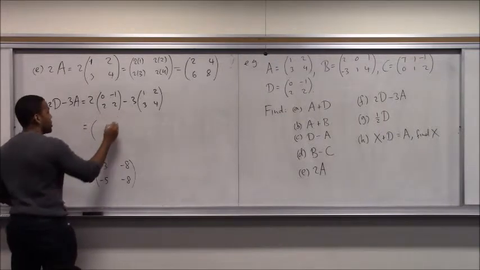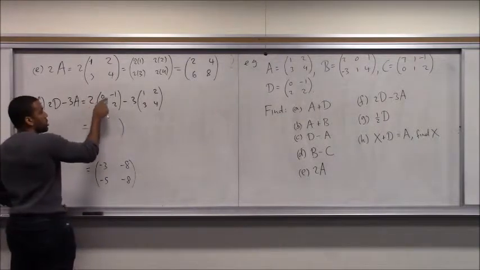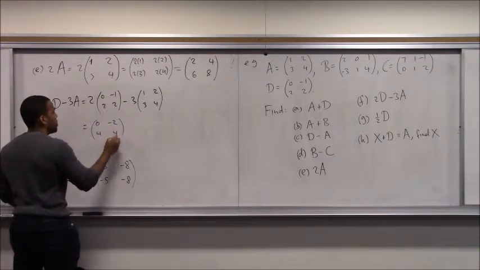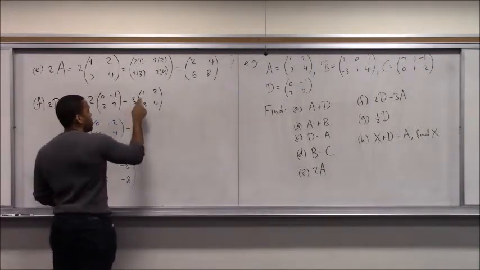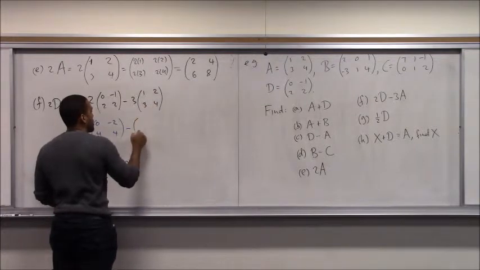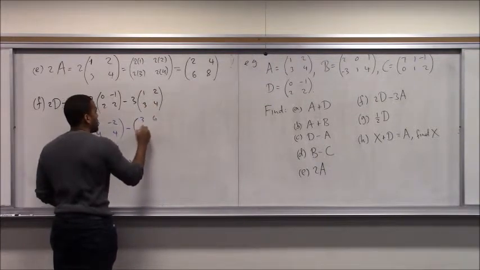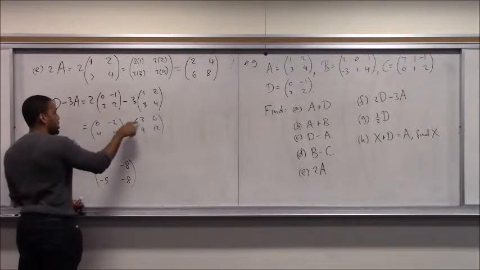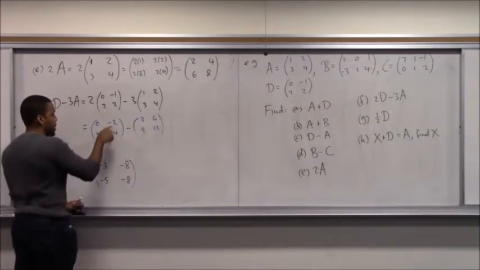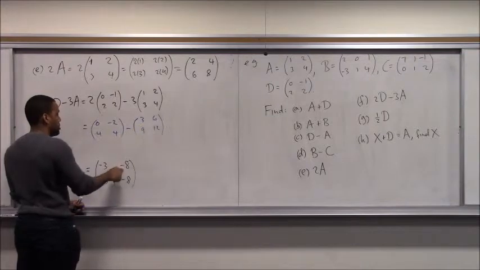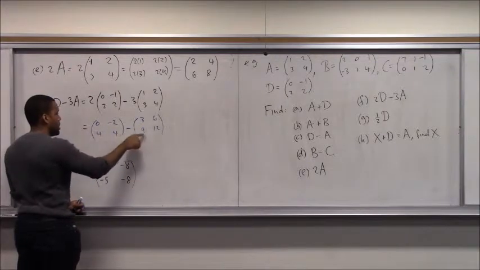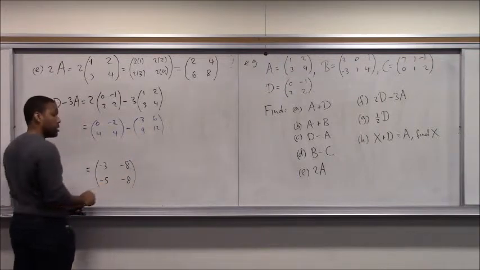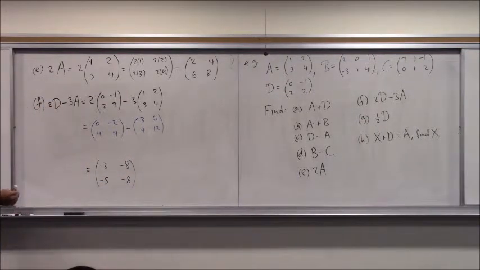So this means you're going to take 2 and multiply everybody here. That's 0, minus 2, 4, 4. You can take the 3 and multiply everybody here. It's going to be 3, 6, 9, 12. Now you're going to subtract these. 0 minus 3 is minus 3. Minus 2 minus 6 is minus 8. 4 minus 9 is minus 5. 4 minus 12 is minus 8. So that's the answer.